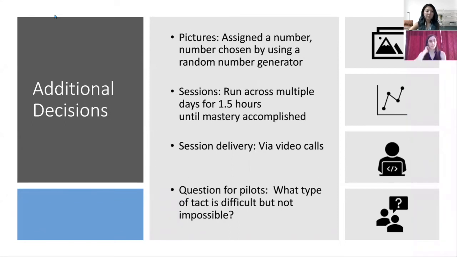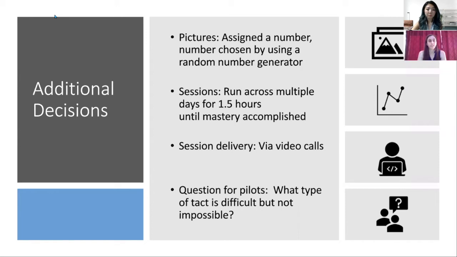Additional decisions that were made. Pictures were assigned a number using a number chosen by a random number generator. Each of those paired sets started with the same number. The sessions were run across multiple days for 1.5 hours until mastery was accomplished. We chose 1.5 hours because that's very similar to how sessions are generally run, keeping in mind time constraints. Session delivery was via video call over the internet.